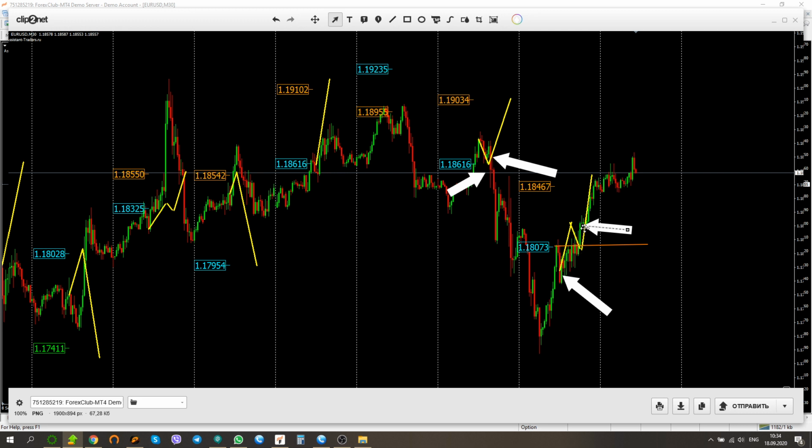If we clearly see that we have a strong impulse, we should follow this impulse after it has overcome this level. If we have situations where we have already worked with some levels, for example like here, and I give the signal to buy from the market, in this case you should simply buy.